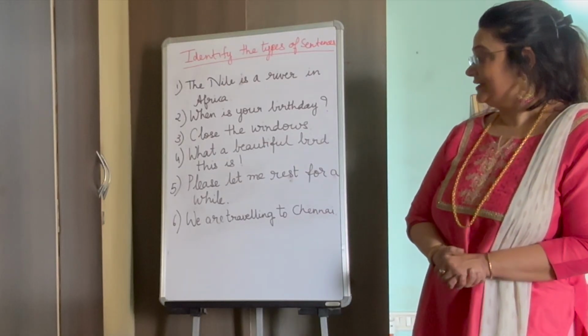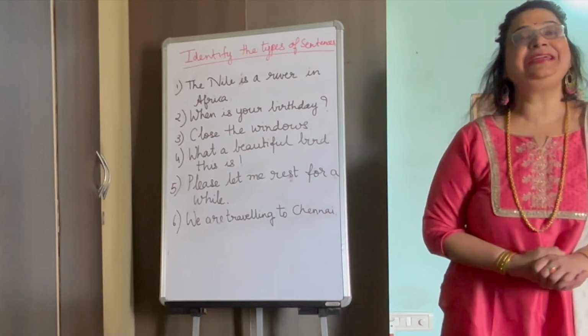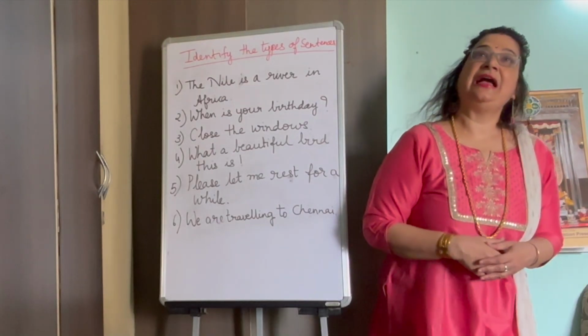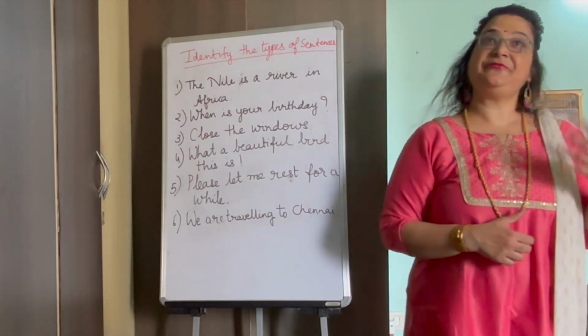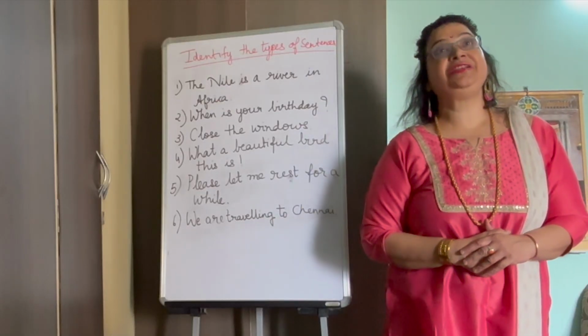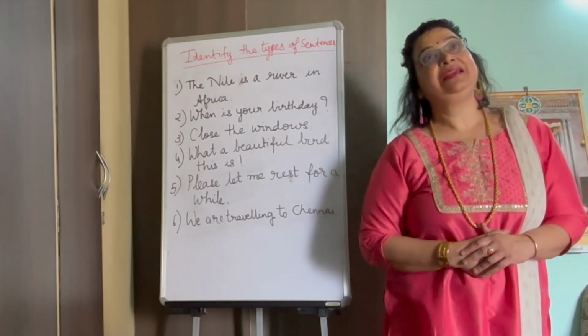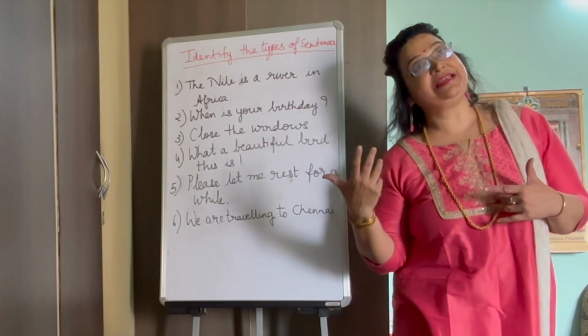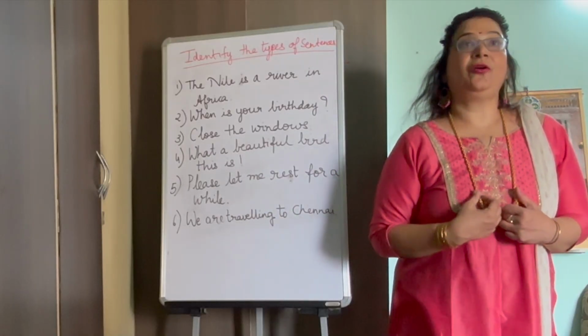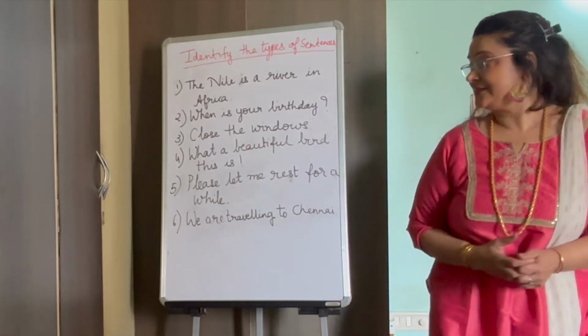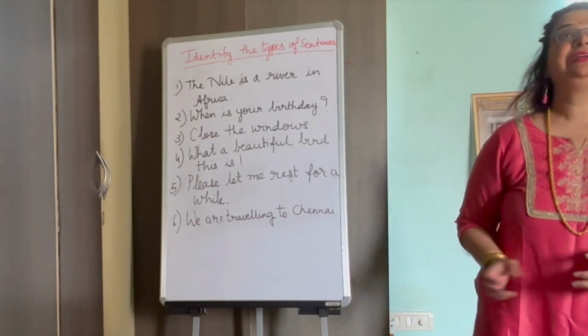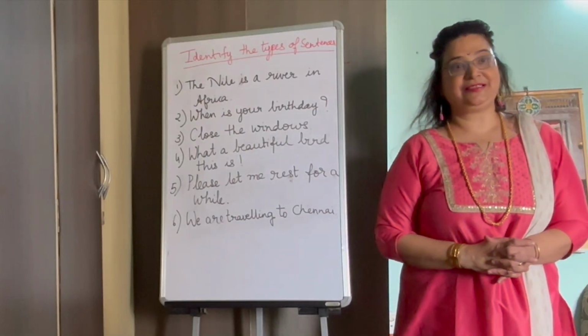The last one, we are traveling to Chennai. It is saying something. I am eating my lunch, as I've told you. She is watching a movie. These types of sentences are called declarative sentences. We are traveling to Chennai is a declarative sentence.